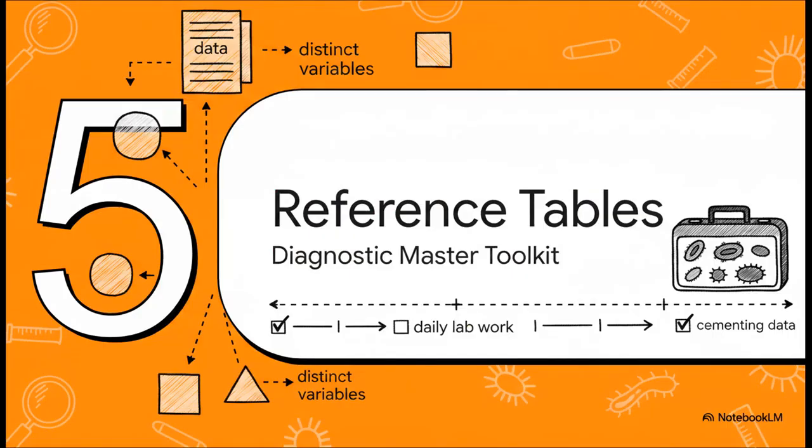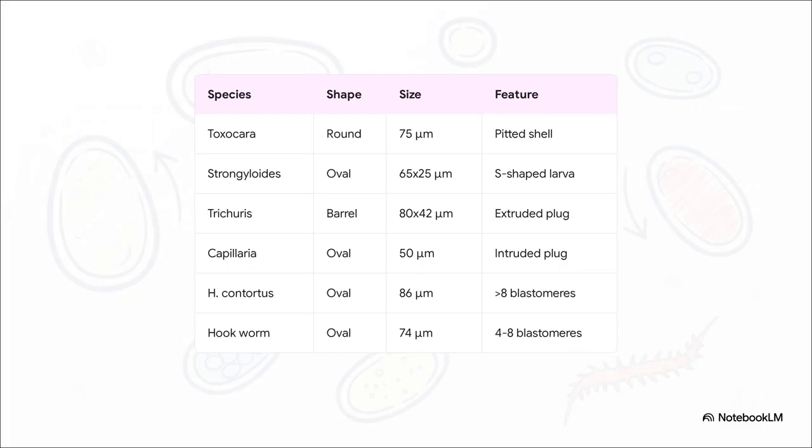All right, final stretch. Section 5. Diagnostic reference tables. To really cement all this data for your daily lab work, this table right here perfectly synthesizes all the critical structural data we've just covered. It neatly aligns the species, the shape, the precise micrometer sizes, and most importantly, that one golden key distinguishing feature for every single one.